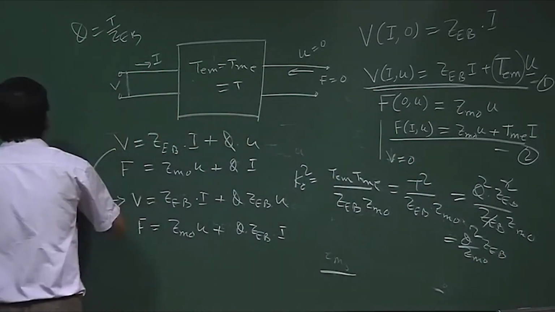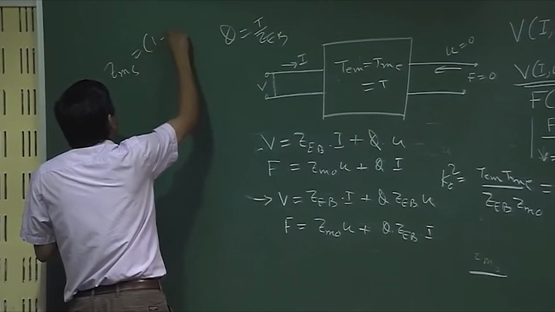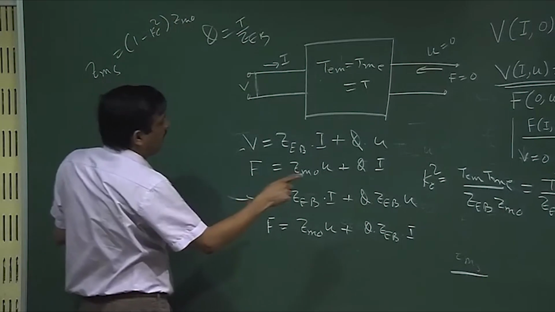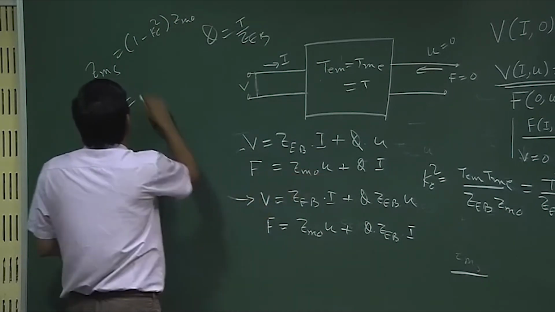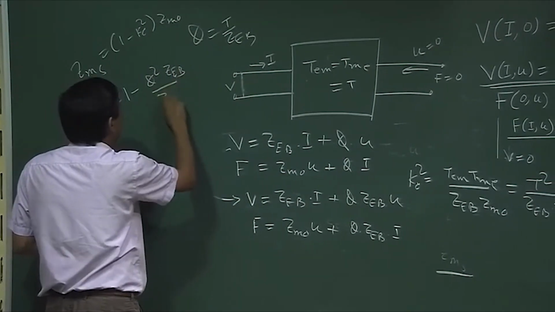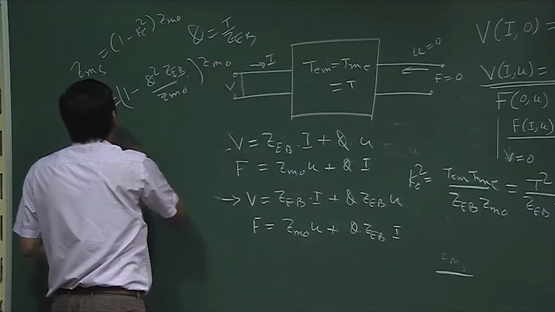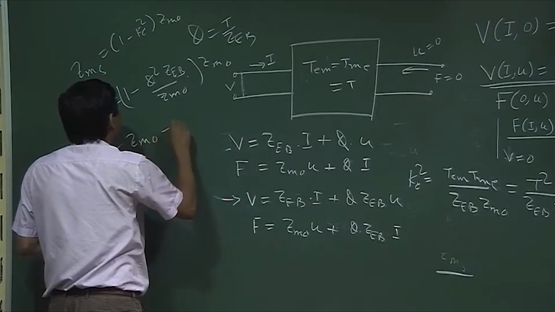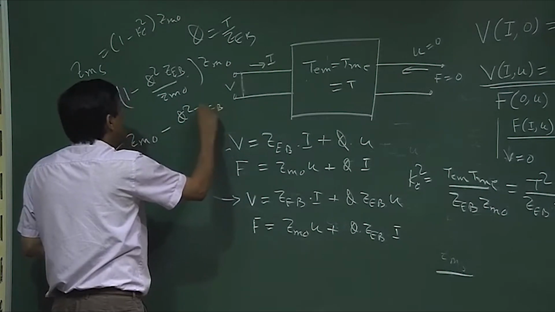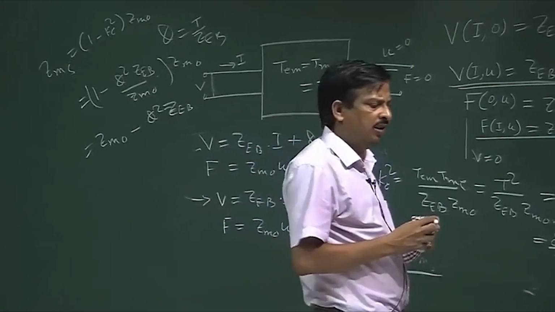So what is the relation between ZMS and ZMO? I said ZMS is nothing but 1 minus Kc square into ZMO. Now Kc square is nothing but phi square ZdV divided by ZMO. So it is 1 minus phi square ZdV divided by ZMO, into ZMO. So it is nothing but ZMO minus phi square ZdV. This playing with the relations in mathematics we can do later on also.